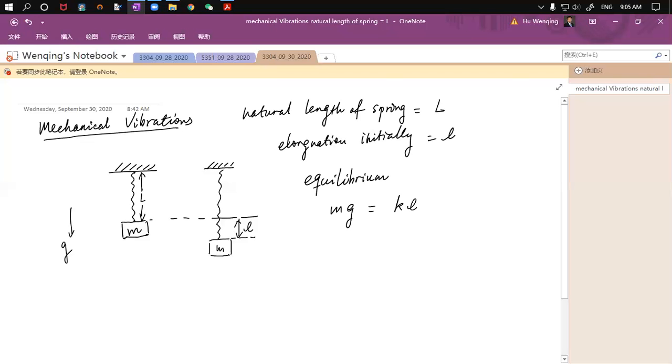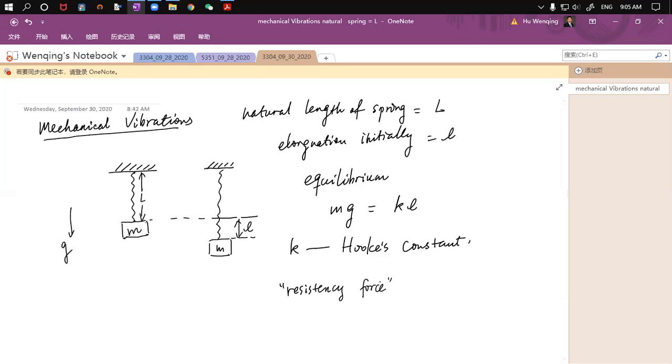Some people ask me, what's K? K is what we call Hooke's constant. By our course in mechanics, the Hooke's constant provides you the resistance force. By resistance force, it means that whenever the spring is deformed, a resistance is formed in the spring, and the resistance is always in the opposite direction of the deformation of the spring.